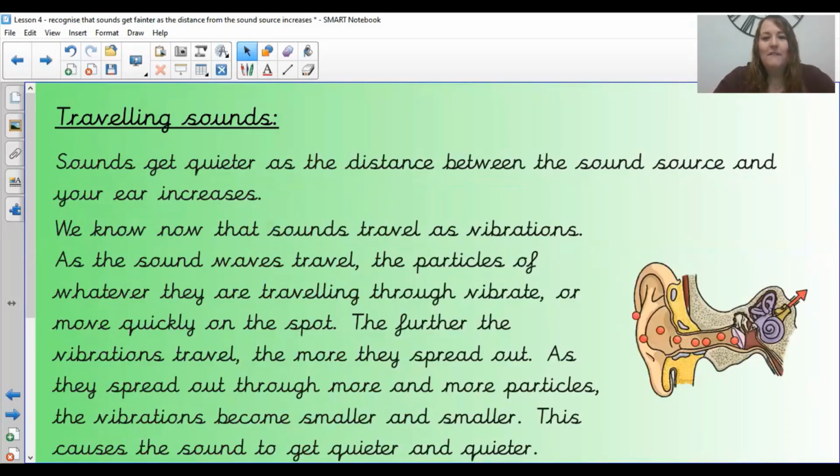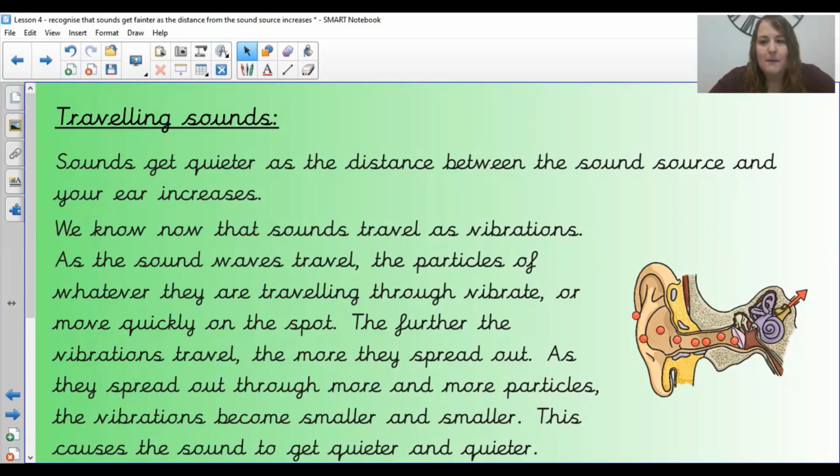Okay, travelling sounds then. Sounds get quieter as the distance between the sound source and your ear increases. So we know that the sounds travel as vibrations. And as the sound waves travel, the particles of whatever they are travelling through vibrate, or move more quickly on the spot. The further the vibrations travel, the more they spread out. And as they spread out through more and more particles, the vibrations become smaller and smaller. And this causes the sound to get quieter.